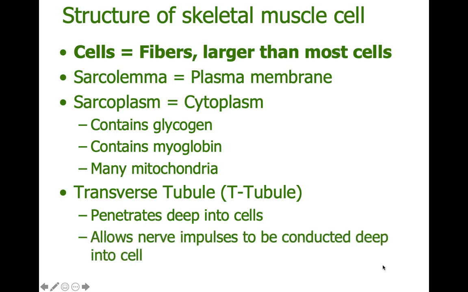The transverse tubules are critical because they're going to allow a nerve impulse to be conducted deep into the cell. Because remember, we said, what do we need? What were the characteristics of our muscles? That they needed to be excitable and they needed to be conductive. So we have to have a way to get that nerve impulse deep into the cell, and that's what the T-tubule is going to do for us.